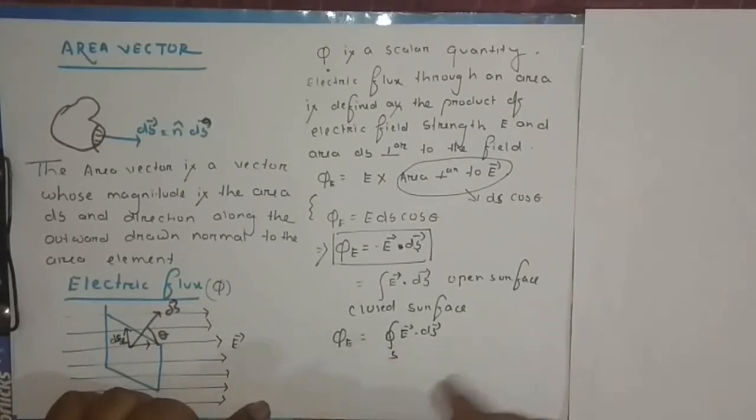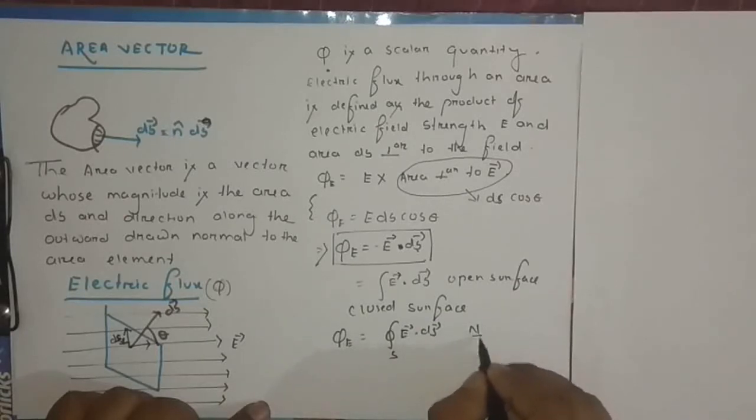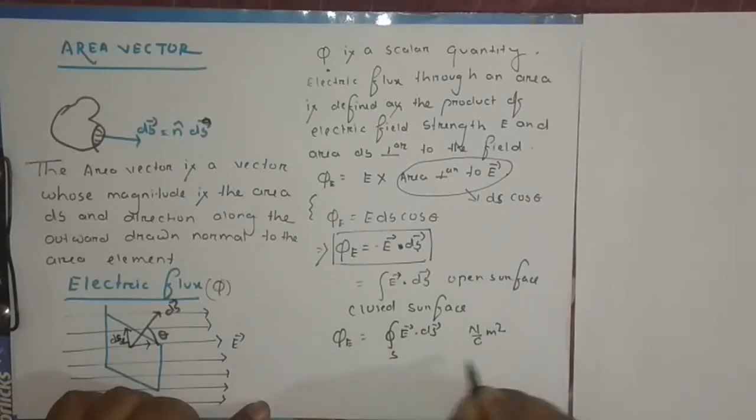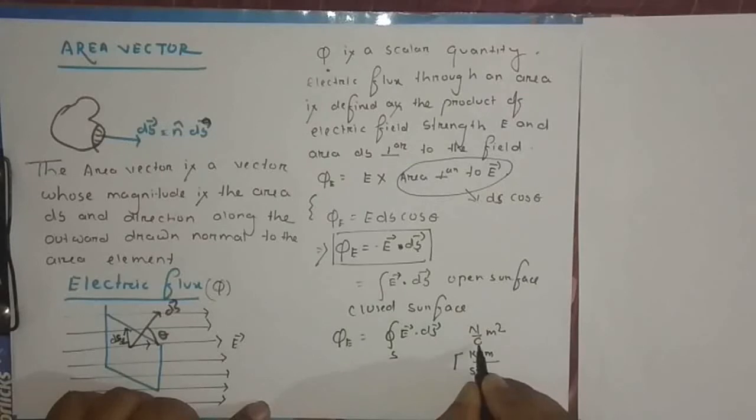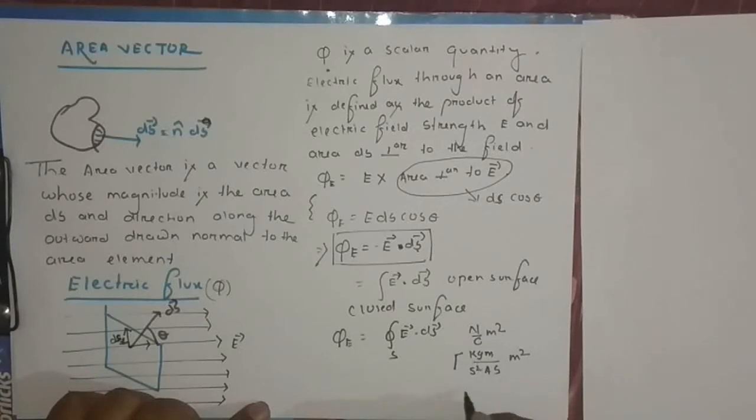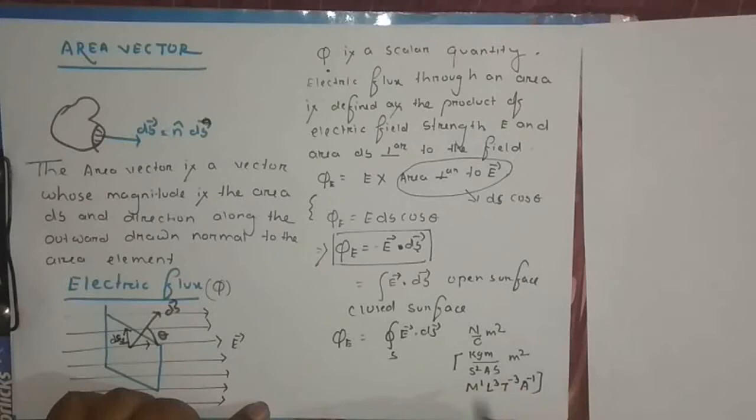Now you can find its unit. This is Newton per coulomb. This is meter square. So what will be the final? Kg meter per second square. Here Q equals I T, ampere into second, into meter square. So what are the dimensions? I am getting M1 L3 T to the power minus 3 A to the power minus 1.